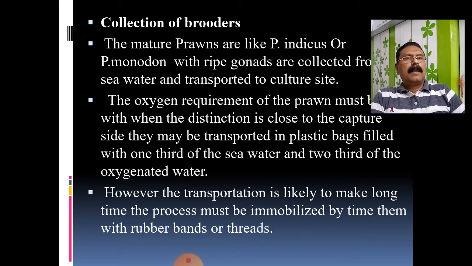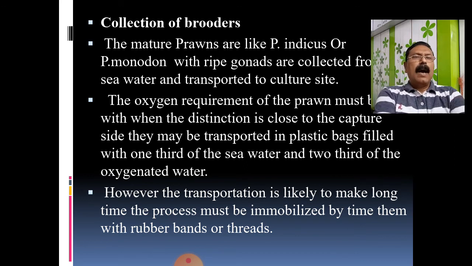When any organism is being transported, it shows hyperactivity, and during hyperactivity it requires more, extra oxygen. Therefore for the transportation of the prawns from capture to the culture site, you must maintain a proper level of dissolved oxygen in that container. It may be a plastic bag, and that water should be diluted with fresh water, which has a higher percentage of dissolved oxygen.